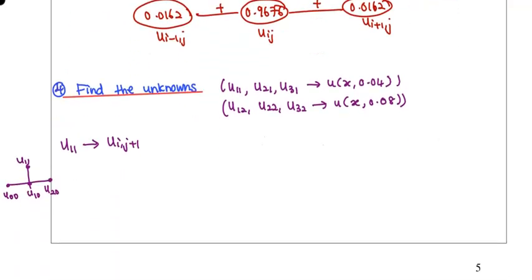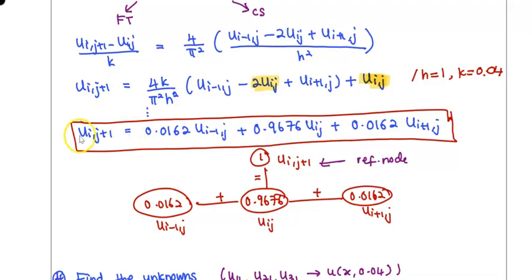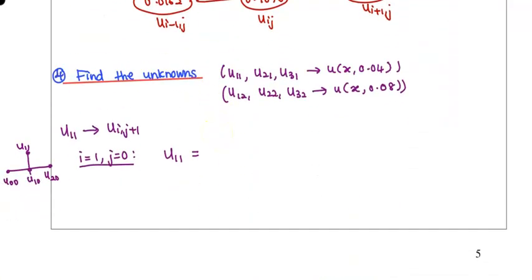So with that, you will know that your first value of i should be 1, j should be 0. Only when i equals 1, j equals 0, you will get your U11. So at the left side, it is U11 equals. Basically, you substitute the i and j values in the equation in the box here: i equals 1, j equals 0. At the left, you have U11, and at the right, it is equal to 0.0162 Ui-1,j. Your i is 1, so i minus 1 is 0, j is 0.